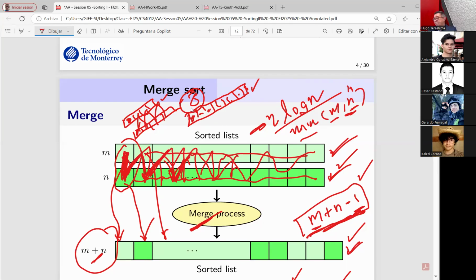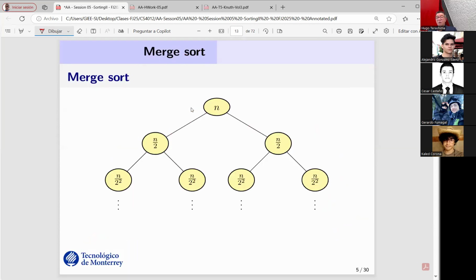Okay, so have that in mind. When we do merge, we are going to do m plus n minus 1, right? If both arrays are the same size, what do you get? 2n minus 1. Yes. Okay, that's good. So have that in mind. Continue. So let us now see how the merge sort works.